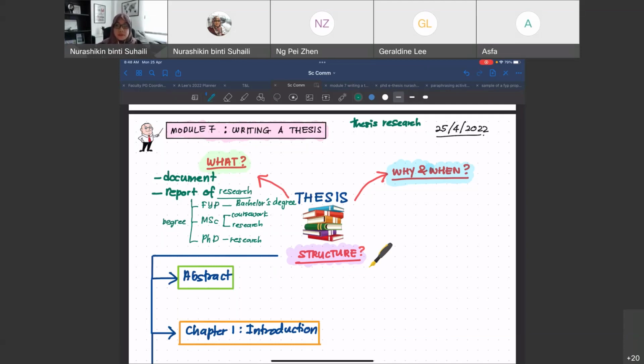Okay, so why and when? Why, I think I've covered just now: the degree requirement. And then, when do you write it? Of course, it's after doing the research. Before you do the research, the document is not called a thesis, it's called a proposal. So when is after the research is done. The research can be FYP research, MSc research, or PhD research.